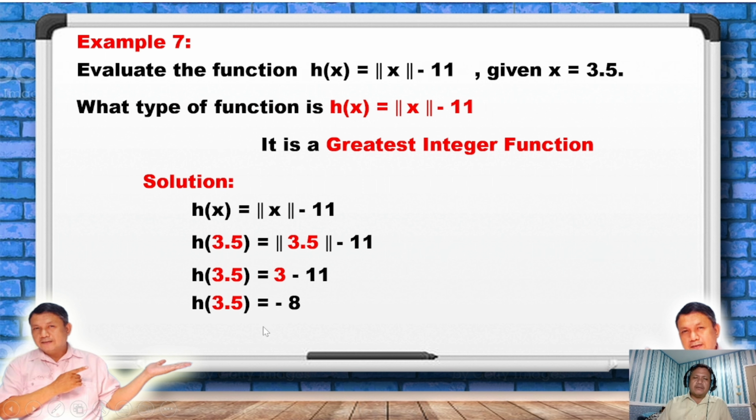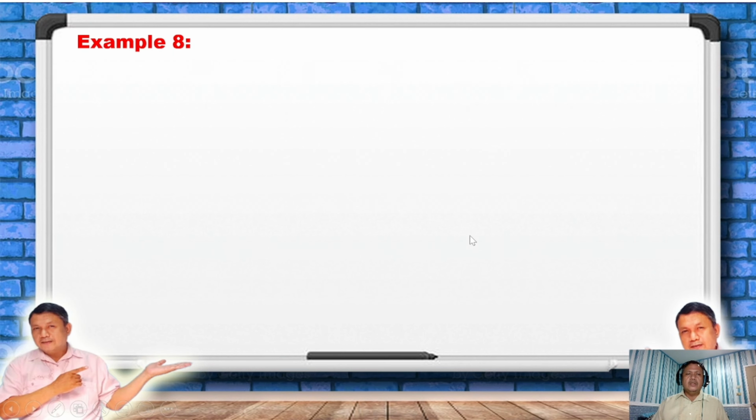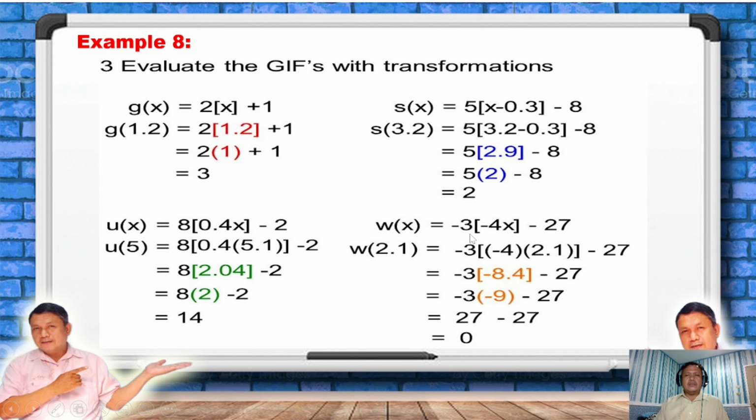I have here different examples in dealing with the greatest integer, especially when rounding off and rounding down. For example, 1.2 is positive, so it becomes 1. Next, 3.2 minus 0.3 gives 2.9, and 2.9 is a positive greatest integer. Therefore, we only use 2.